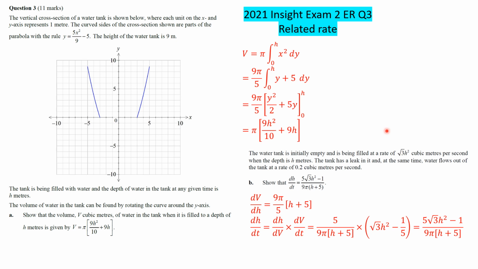Next part, they give you dV/dt, basically in cubic meters per second, and you need to work out dh/dt. They ask you to show that dh/dt is given by this. Firstly, you need to work out dV/dh because you've got V here already in terms of h. So you find dV/dh, and then to work out dh/dt, you use your product rule here. So you basically substitute in.